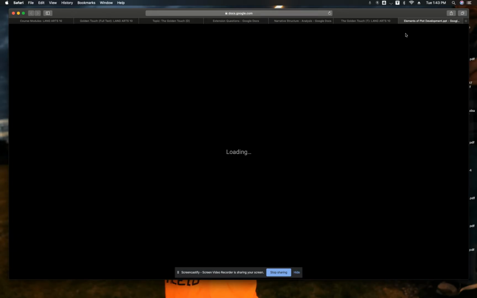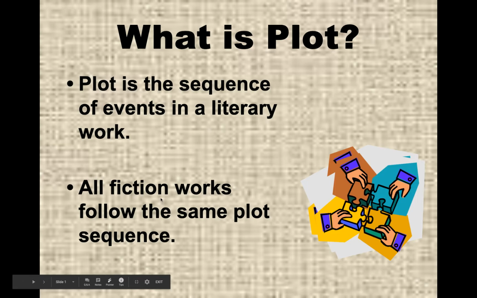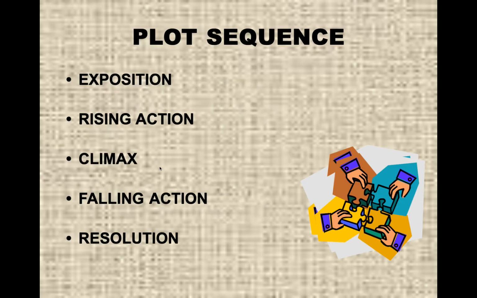So just really quickly, let's go ahead and talk about the elements of plot. Let's not start on the last slide. Let's start on the first. Plot is simply a sequence of events. It's really the organization. You have the exposition, rising action, climax, falling action, and resolution. And we're going to talk about what each one of these looks like. You'll be asked to answer questions regarding each of these, and more importantly, you'll be asked to identify what part of the story takes place in the climax, the falling action, and the resolution.